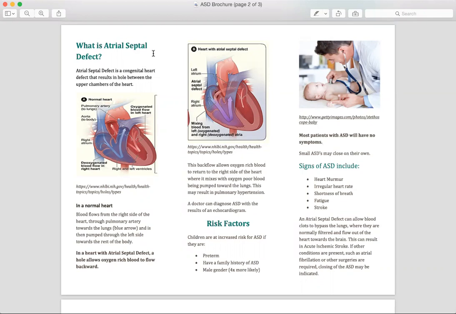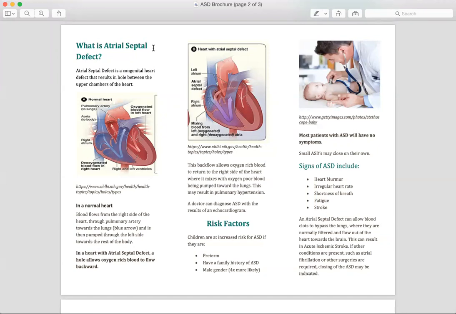So, atrial septal defect is a congenital heart disorder. It's a result of a malformation of the septum during development, and it results in a hole between the upper chambers of the heart. Similar to patent foramen ovale, the foramen ovale, as we know, is a shunt to bypass the lungs in the fetus as they're receiving oxygenated blood from the mother and the placenta. So they don't need their lungs.